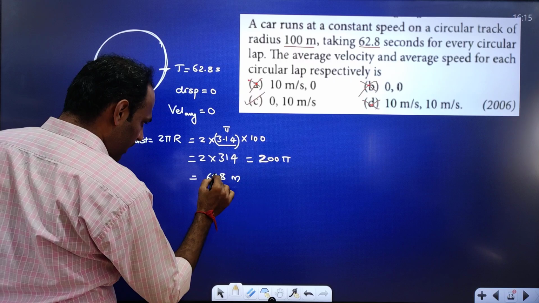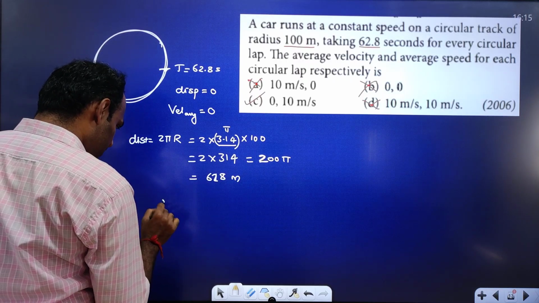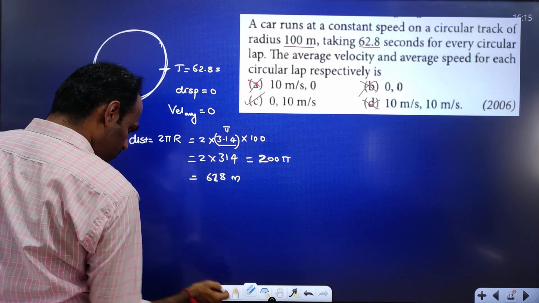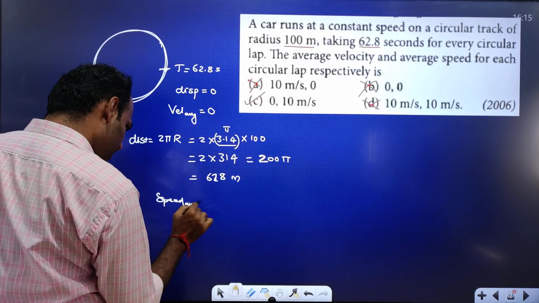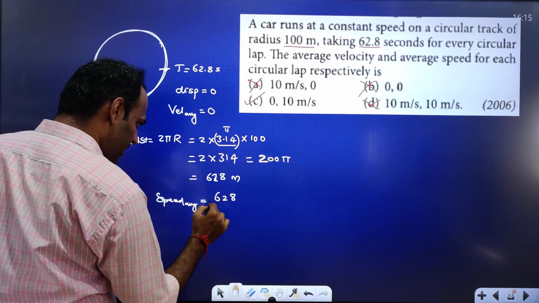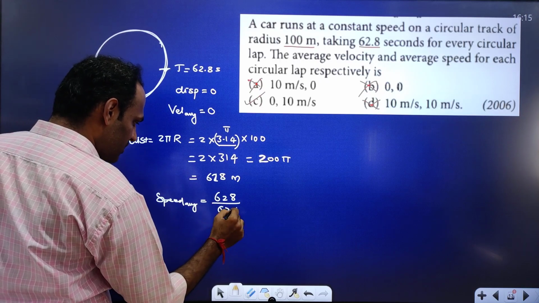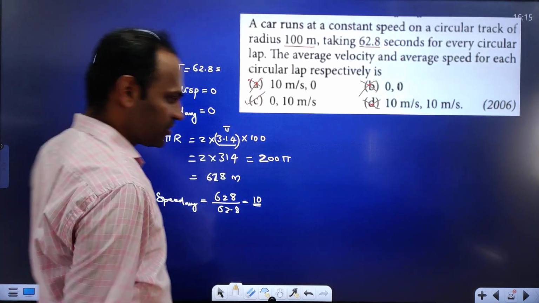Sorry, this will be 628, right? 628 meter. Next, we want average velocity, sorry, average speed. Average velocity is 0 already, average speed we want. So average speed will be equal to total distance traveled, 628, divided by time taken to complete one circle, that is 62.8. So this will be equal to 10, right? 10 meter per second. Option C is correct.